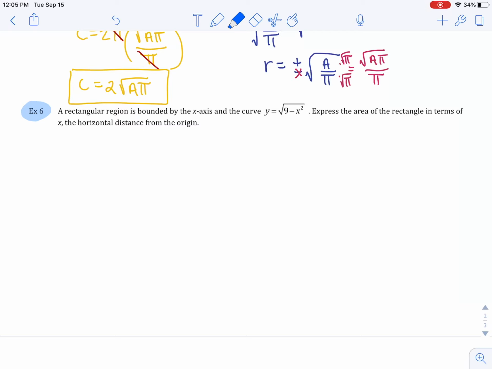This is a very nice one. There tends to be some questions always over this one, so I'm going to take it a little slow. You have a rectangular region bounded by the x and the y, which is just a curve. Express the area of the rectangle in terms of x, the horizontal distance from the origin. Okay, that was a lot to take in.